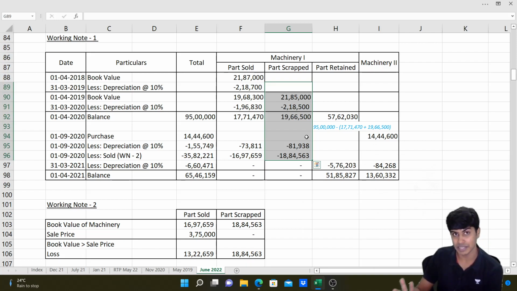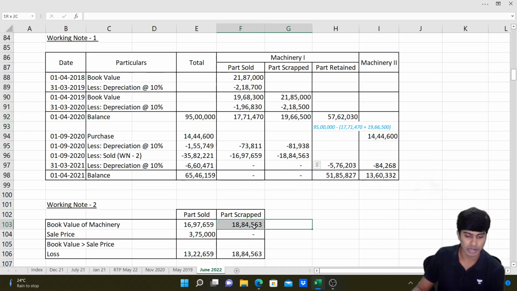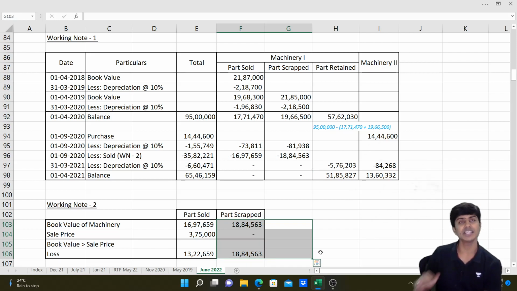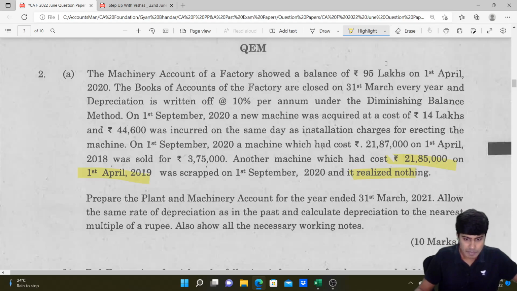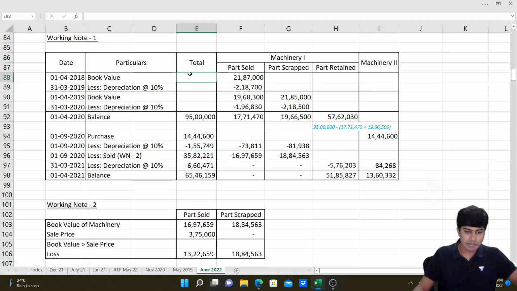18,84,563 is not the selling price, it is the book value. I'll write 18,84,563. This asset is sold for zero. It realized nothing. So entire 18,84,563 is loss. And one more part is retained. How did we find this part? They have given in the beginning of the question that the value of the asset on 1st of April 2020 is 95 lakh. Total is 95 lakh.